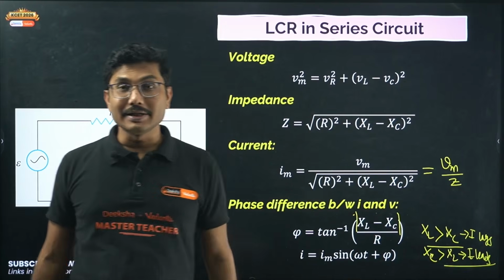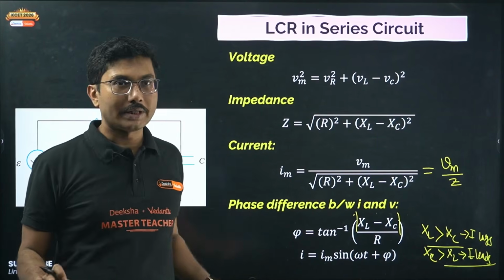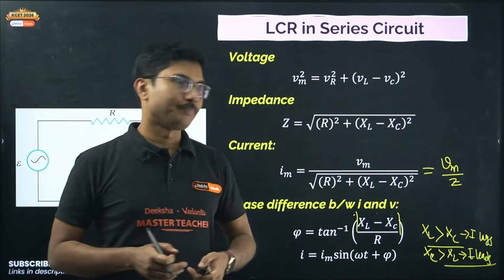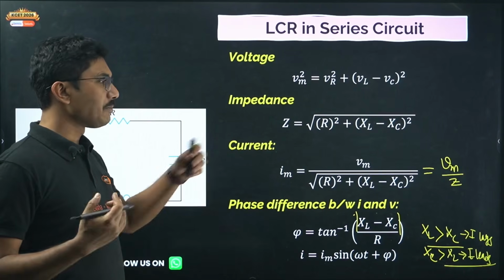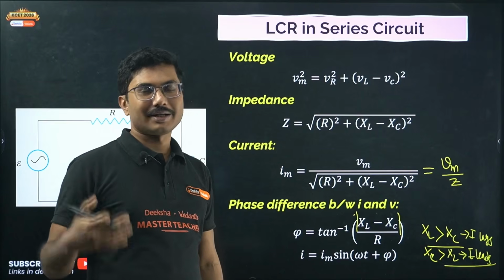You see, okay, XC is negative, what do I have to do? Tan inverse of a negative value, I don't remember. No need to worry about it. What you have to do is take the positive value of XL minus XC. You just remember that if XL is greater, the circuit current is lagging. If XC is greater, current is leading.